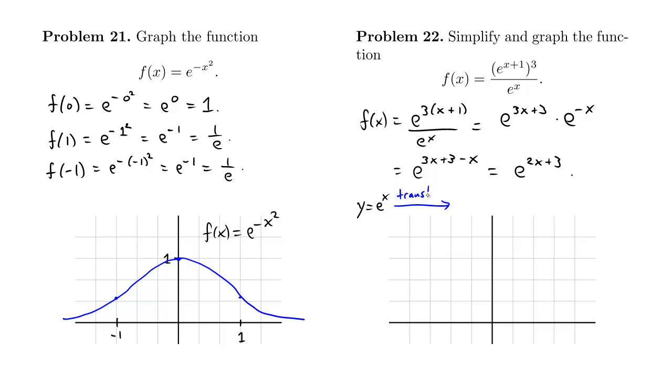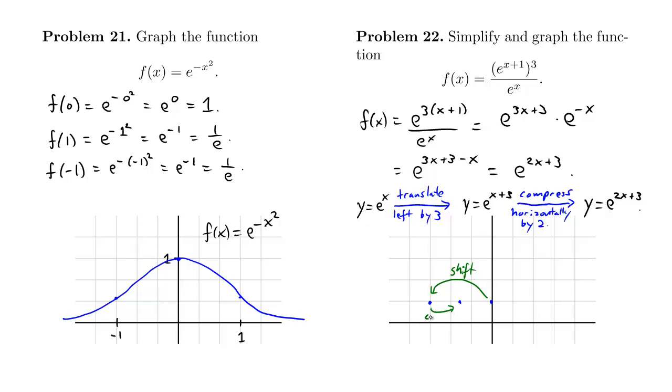This graph comes from translating to the left by 3 units and then compressing horizontally by a factor of 2. So the point 0, 1, which is on e to the x, first moves to the left to minus 3, 1, and then its x-coordinate gets shrunk by a factor of 2 to get to minus 3 over 2, 1. So that's a new point on our graph. Since we know the shape of our curve for e to the x, it's easy enough to fill in what the rest looks like.